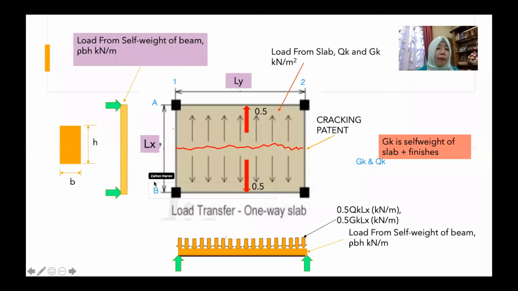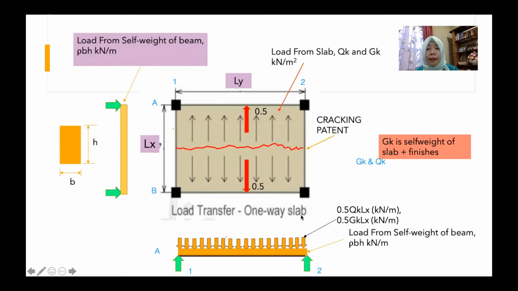Okay, so now let's say this is our slab with the grid, grid A, B, 1, 2. Now let's say I want to design beam A, 1, 2. This is beam A. I want to design A1 and 2. Okay, so this beam, the size is BH, and it will support the load from the slab.